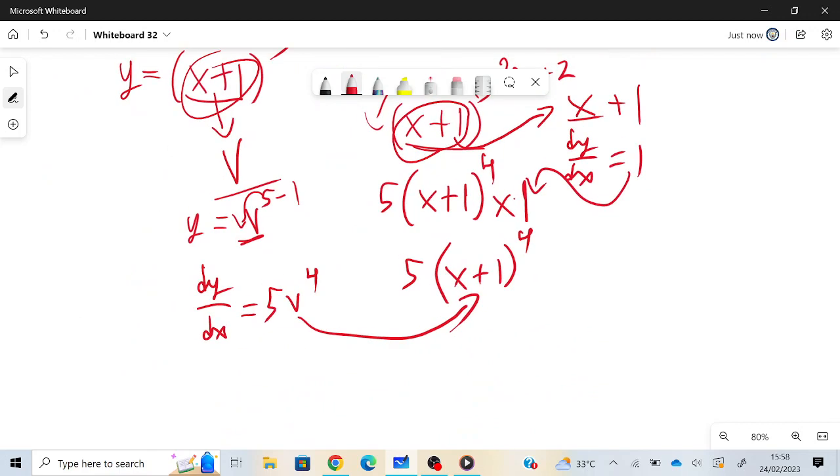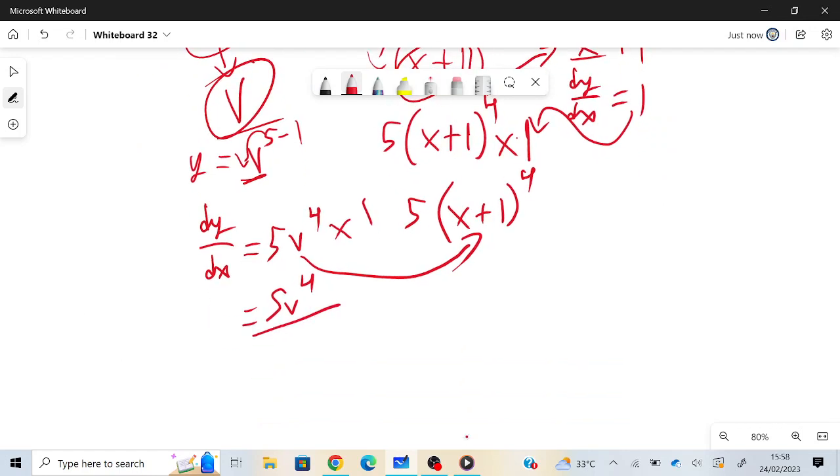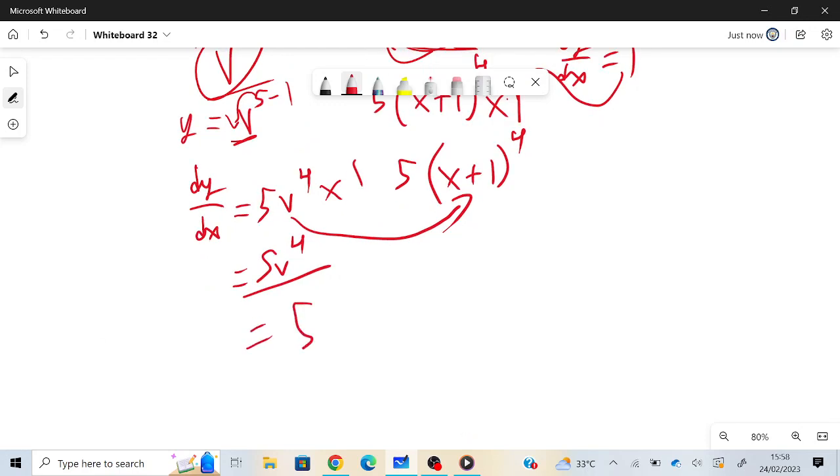Now, if you go with the method where you use v, then you would also have to eventually times it by the derivative of v. In this case, our v was x plus 1, and the derivative of that is 1, so the answer is still 5v to the power of 4. But mind you, when you are writing your final answer, do not write it in terms of v, because v, or whatever variable you're using, is something you made up to make the question easier for you. So make sure you write it back in the correct form. So that's 5 into (x plus 1) to the power of 4.